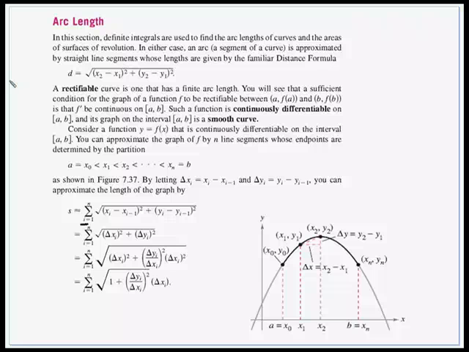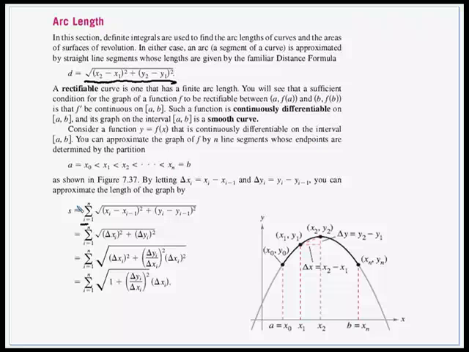So arc length. In this section, definite integrals are used to find the arc length of curves and the areas of surfaces of revolution. In either case, an arc, or a segment of a curve, is approximated by straight line segments whose lengths are given by the good old distance formula. A rectifiable curve is one that has finite arc length. And you will see that a sufficient condition for the graph of a function f to be rectifiable between 2 points is that the derivative f prime must be continuous across the interval. Such a function is continuously differentiable on the interval from a to b, and its graph on the interval from a to b is also a smooth curve.